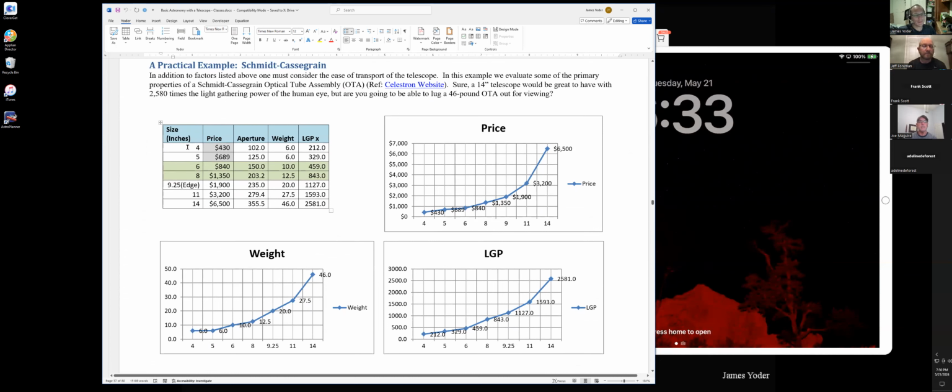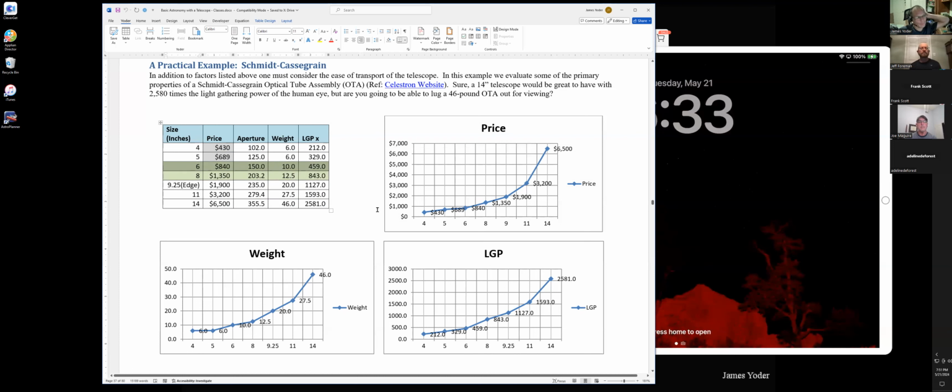Here's the size and aperture, what you'd pay, the aperture size in millimeters, the weight of the optical tube, now this is just the optical tube itself, and then the light gathering power of that tube. So 4 inches, 5 inches, 6 inches, 8 inches, 9.5, 11, 14. I think the sweet spot for these telescopes is probably the 6 to 8 inch telescopes.